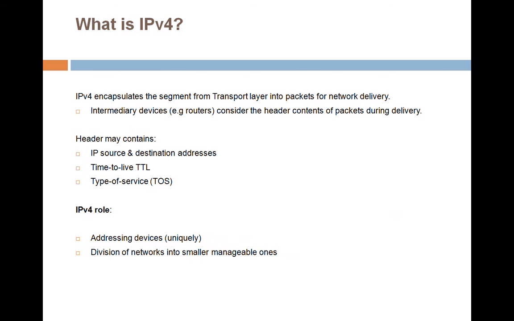During data transmission, it encapsulates segments from the transport layer into packets by adding a header, which is a key feature considered by devices like routers during data delivery. The header contains source and destination IP addresses, TTL, time to live, which holds information on the remaining life of the packet. When it's at 0, it is discarded. Type of service, which determines the quality of service provided.